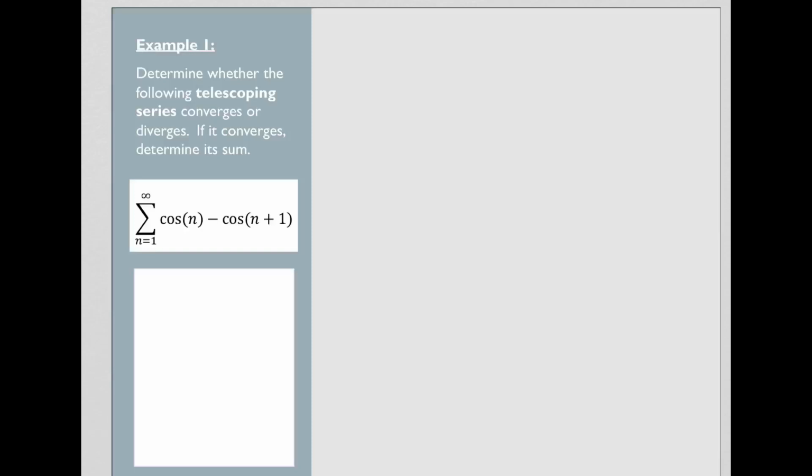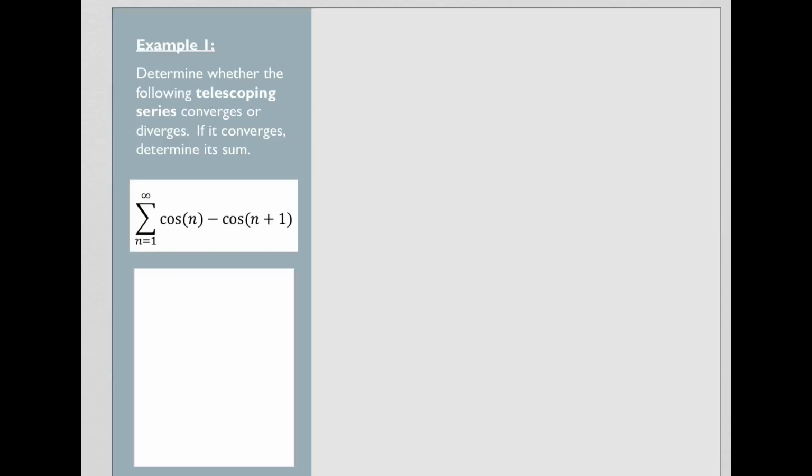Example 1. Determine whether the following telescoping series converges or diverges. If it converges, determine its sum. I want to take the infinite series n equals 1 to infinity of the cosine of n minus the cosine of n plus 1.